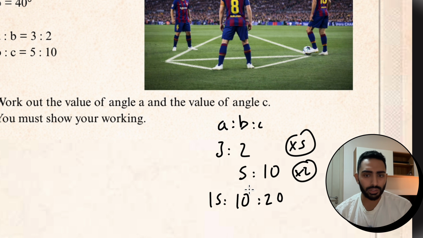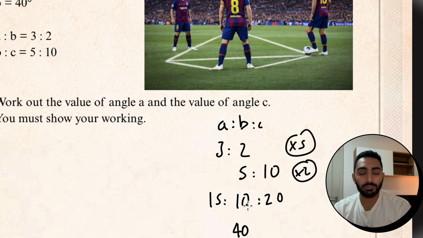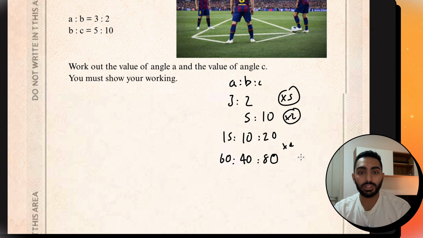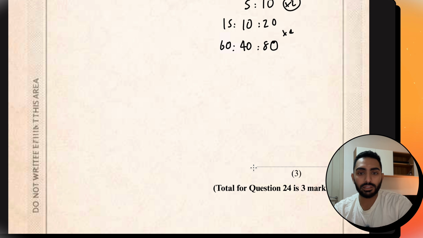There's 2 different ways you could do this question. We could share 180 because we know it's a triangle in this ratio. But because we know B is 40, I can put 40 here. And that means from 10 to 40, I've times by 4. I need to times everything else by 4. 15 times 4 would be 60. And 20 times by 4 would be 80. And you can see if I add up all of these numbers, I get 180. A is 60 and C is 80 degrees.